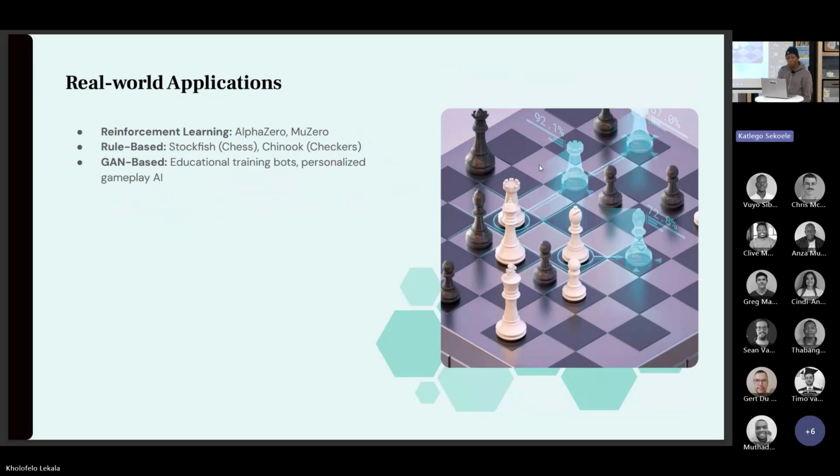You have the real world applications. For reinforcement learning, we have AlphaZero. For the rule base, we have Stockfish. And for the GAIL, it's basically just educational training bots.